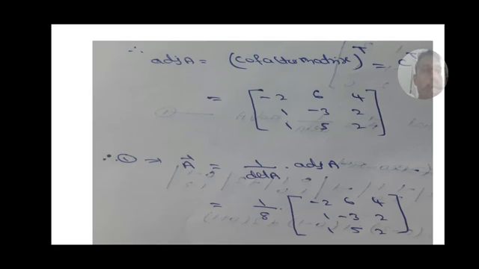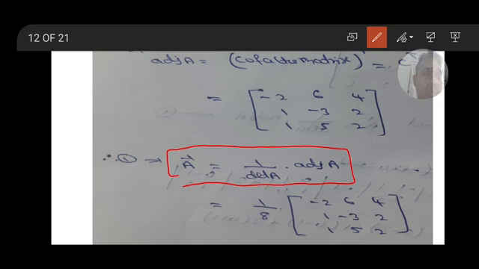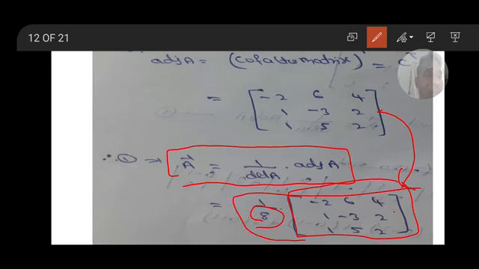Then what is the adjoint A? Over and det A is 8, we already found out. So A inverse equals the formula 1 by det A into adjoint A. So substitute in the formula. 1 by det A means 1 by 8 into adjoint A, which means this matrix: -2, 6, 4, 1, -3, 2, 1, 5, 2. This is the A inverse of the matrix, total 1 by 8 into this matrix.